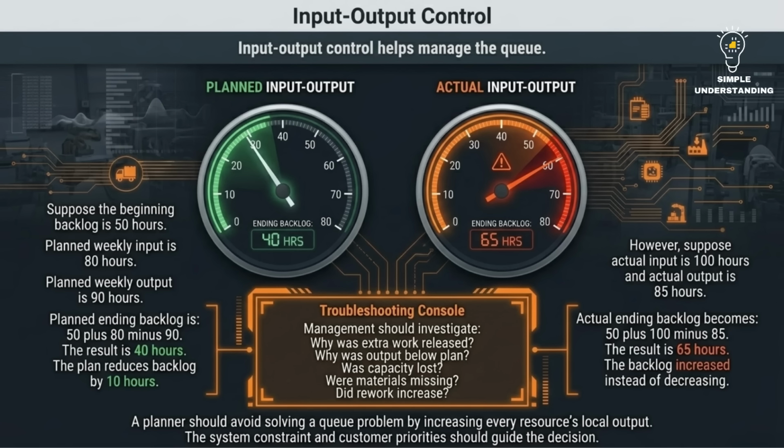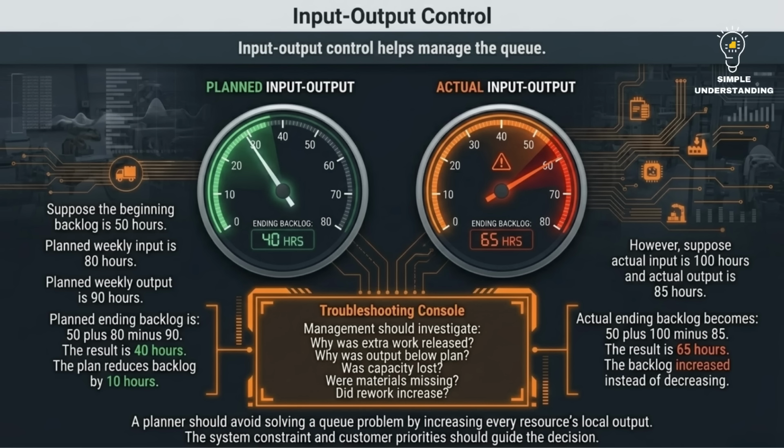Input-output control helps manage the queue. Suppose the beginning backlog is 50 hours. Planned weekly input is 80 hours. Planned weekly output is 90 hours. Planned ending backlog is 50 plus 80 minus 90. The result is 40 hours. The plan reduces backlog by 10 hours.